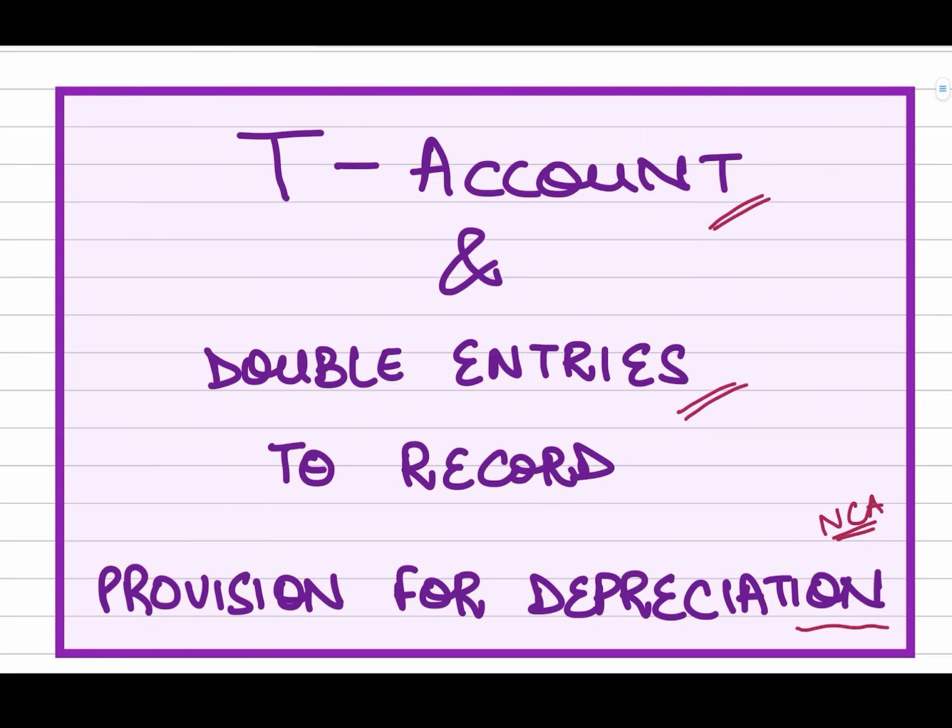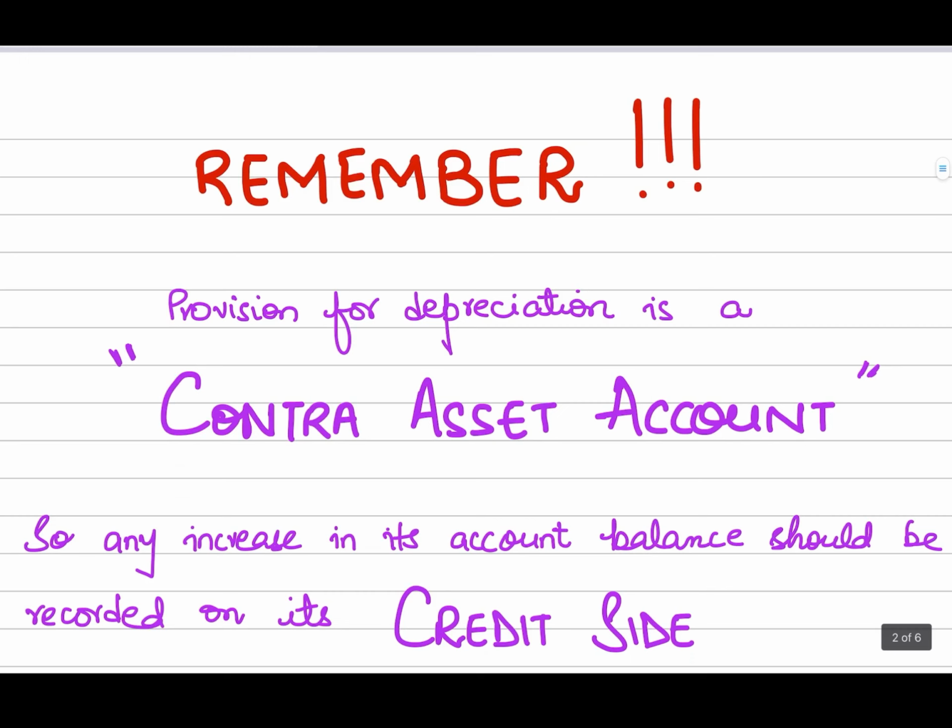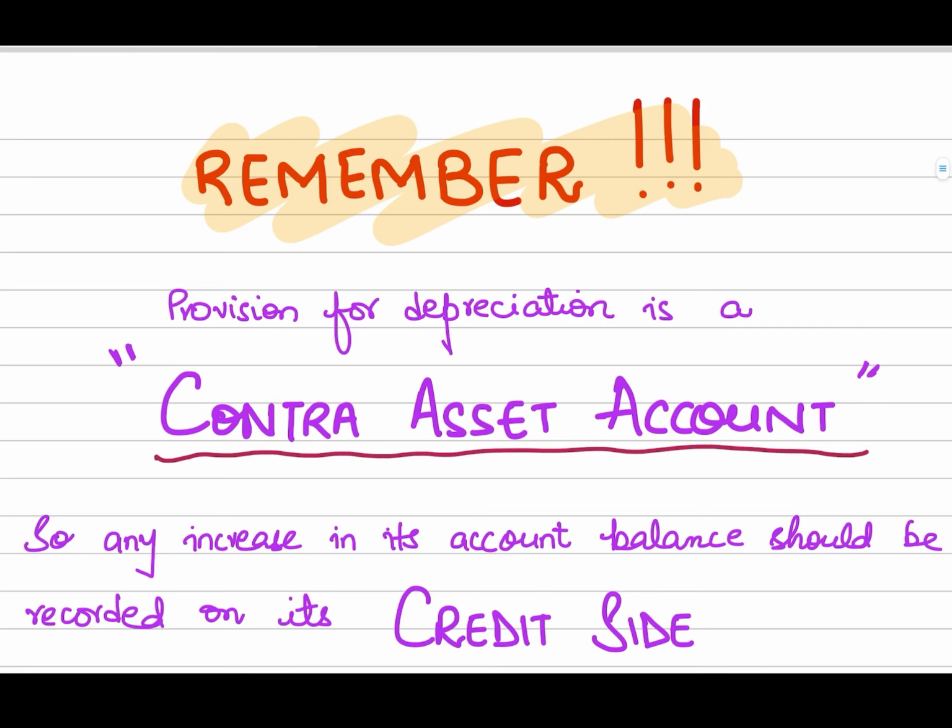So, in order to understand about the double entries and the way the T account of depreciation is constructed, we first have to identify, understand the nature of provision for depreciation. And what you have to remember now, very important, is that the nature of provision for depreciation account is that it is a contra asset account.